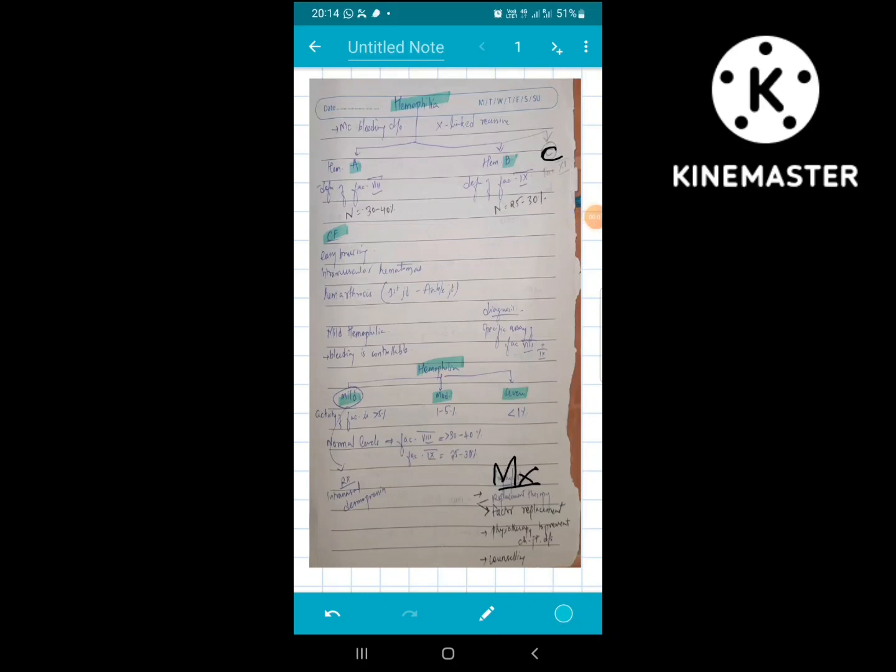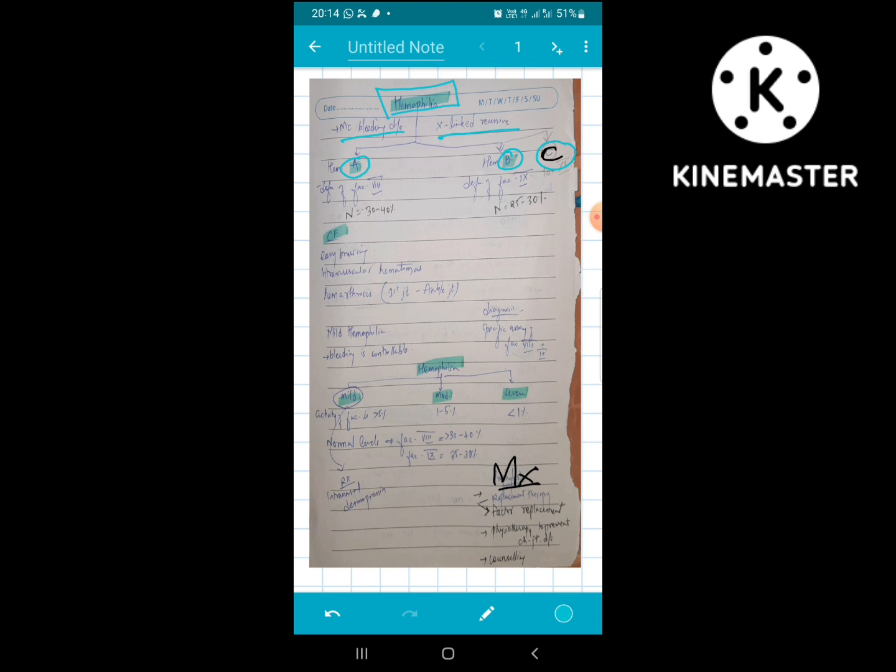Today's topic is going to be hemophilia. So hemophilia is one of the most common bleeding disorders, and it is because of an X-linked recessive gene, which causes hemophilia. So hemophilia is divided into A, B, and C.